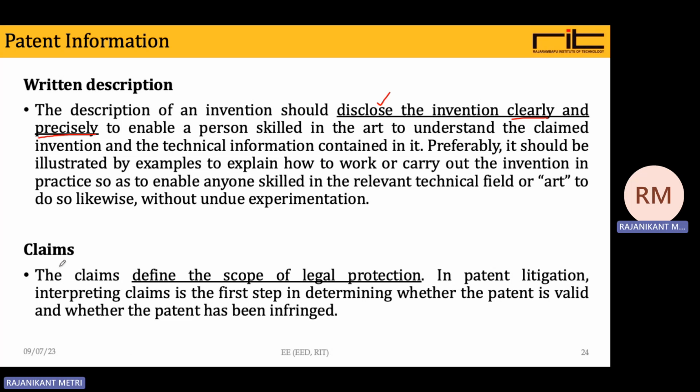The next section in the patent documents is claims. It should define the scope of legal protection, and in patent legislation, interpreting the claims is the first step in determining whether the patent is valid and whether the patent has been infringed. So that's why claims are the first step in determining whether it is valid or whether it is infringed.